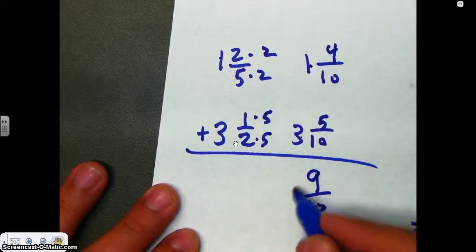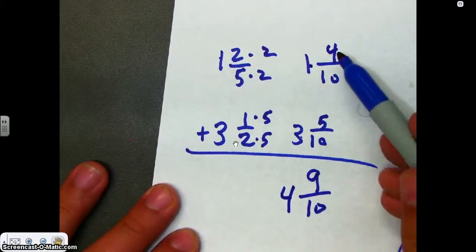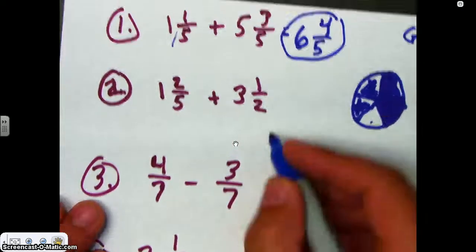1 plus 3 is 4. Notice the denominator stayed the same. We just added our numerators, 4 plus 5. That does not reduce or simplify, so our answer is 4 9/10.